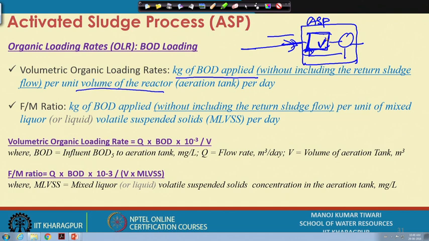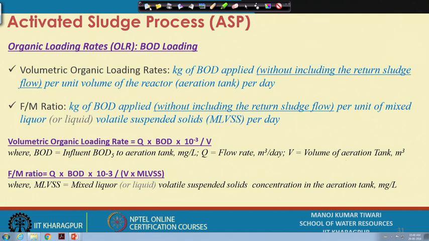Then there is another form of organic loading rate, which is your food to microorganism ratio. That means how much BOD or how much organic matter is applied per unit of the mixed liquor volatile suspended solids, or per unit of the biomass available. This mixed liquor volatile suspended solids is typically referred to as MLVSS. There are certain terms which are frequently used here. We already talked about the parameters TSS and VSS, which are total suspended solids and volatile suspended solids.